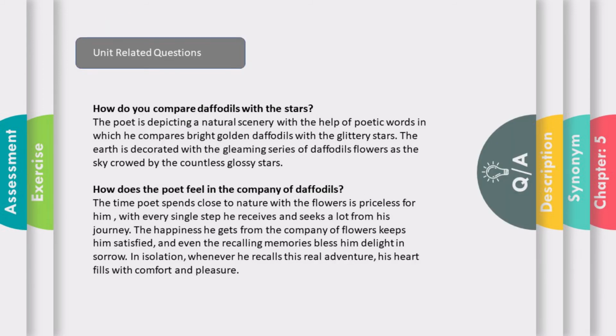Unit related questions. First question is, how do you compare daffodils with the stars? The poet is depicting a natural scenery with the help of poetic words, in which he compares bright golden daffodils with the glittery stars. The earth is decorated with the gleaming series of daffodils as the sky is crowded by countless glossy stars.